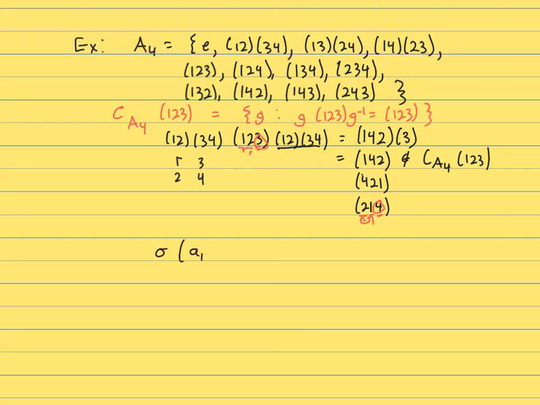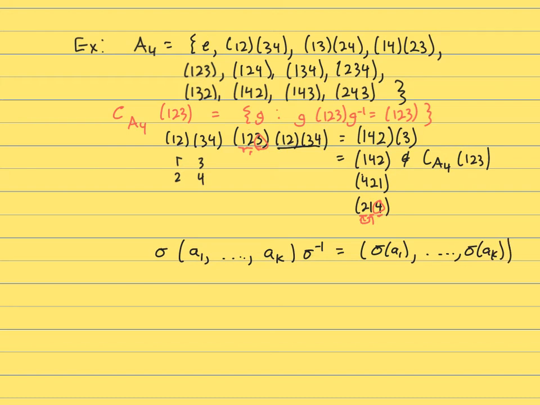if you conjugate a cycle by any permutation, what you're going to get is a new cycle that looks like this one.